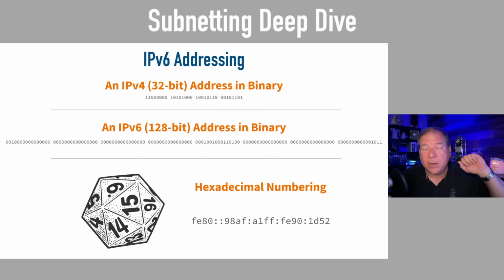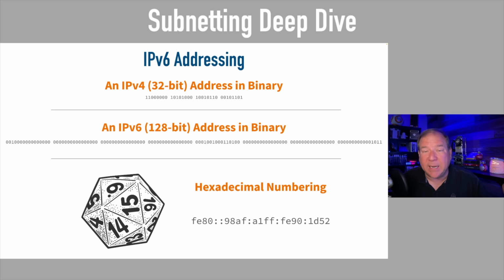Base 10 numbering, decimal, it could be one of 10 digits, 0 through 9. Hexadecimal could be one of 16 digits, which is 0 through 9. And then when we get to what we would call 10 in decimal, we start using letters. We go A, B, C, D, E, F.